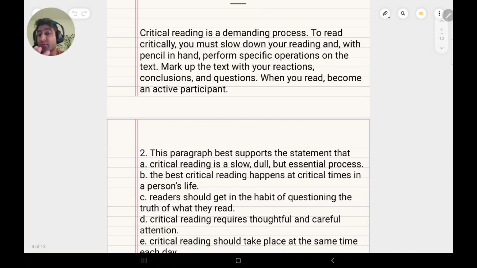The one I talked to you about, right? I just described it to you. It means you just have to mark up the text with your reactions, what you think about it, and if you read again, you will understand what this line really meant.